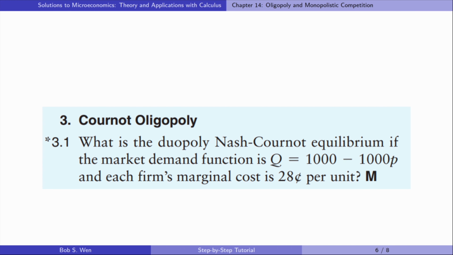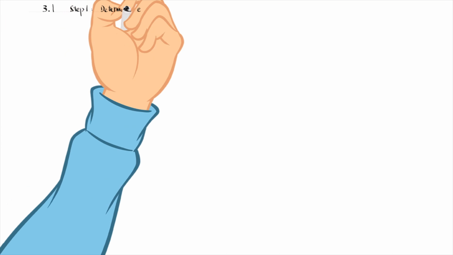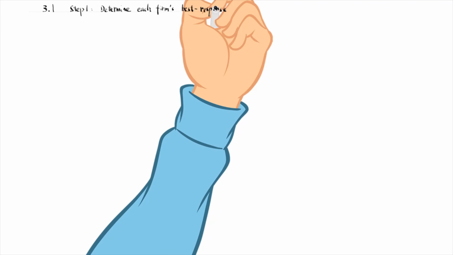Here's exercise 3.1. What is the duopoly Nash-Cournot equilibrium if the market demand function is Q equals 1000 minus 1000 times P, and each firm's marginal cost is 28 cents per unit? It is a Cournot oligopoly model. We take two steps to find the Nash-Cournot equilibrium. In the first step, we determine each firm's best response function.